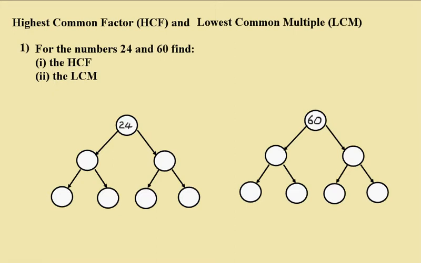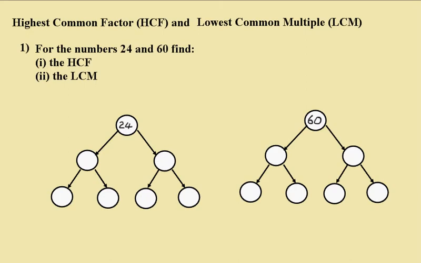Now in this video we'll work out the highest common factor, or the H.C.F, and the lowest common multiple, L.C.M, for two numbers. We're going to use the numbers 24 and 60. So first of all, what we need to do is to find the factors of 24 and 60, and to do this I'm going to draw this factor tree.